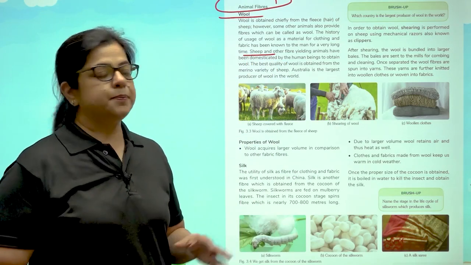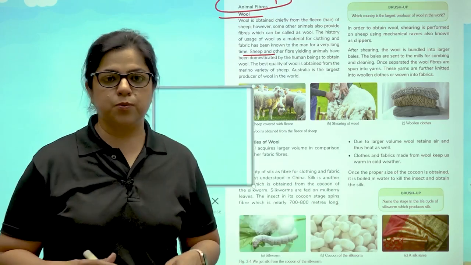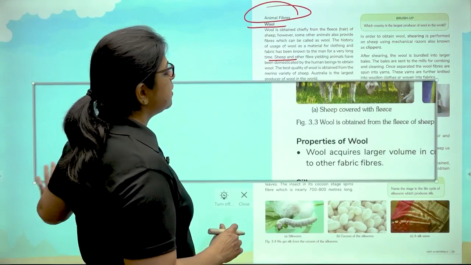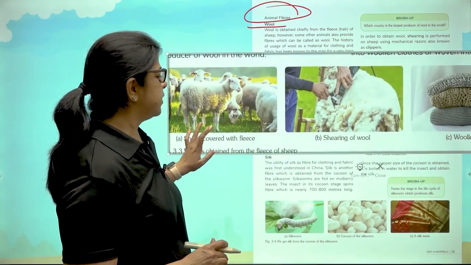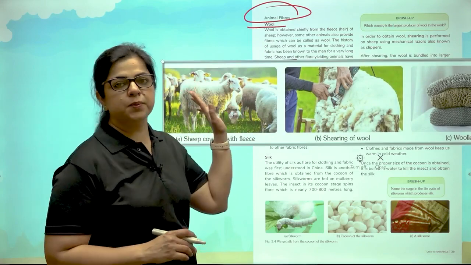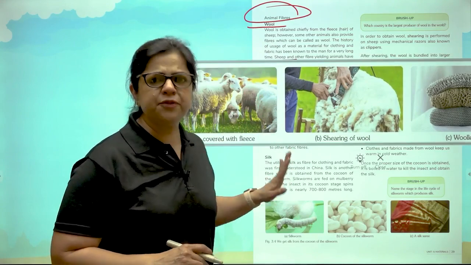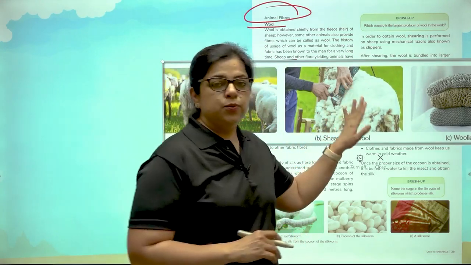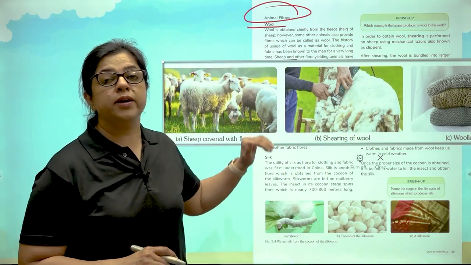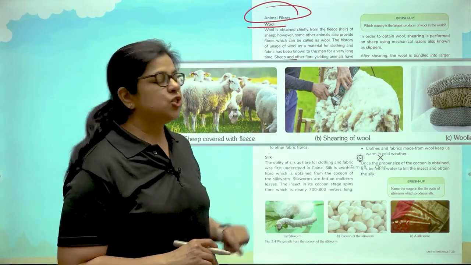Now don't worry. The process of taking off the wool from the animal's body does not require a lot of effort. How? Let's see. So you can see that the sheep's body is covered with fleece. In the summer months, when the sheep is already feeling warm, this wool is taken off from the body with the help of a razor. This process is known as shearing.